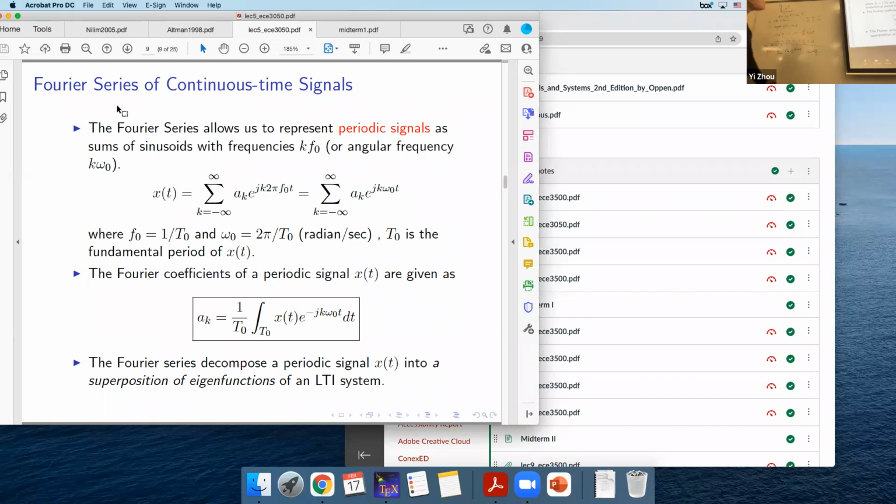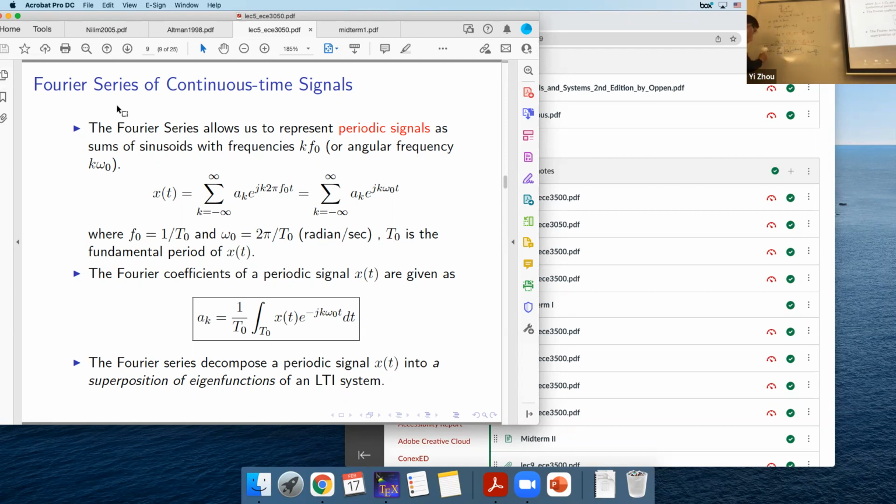Okay, so let's look at this equation. For any periodic signal x(t), let's say the period is capital T naught. With that, this result says that we can expand this periodic signal in terms of this infinite summation. If you look at this infinite summation, it is exactly a linear combination of these complex exponential basis signals. So these a_k are the linear combination coefficients, and this exponential part are the basis signals.